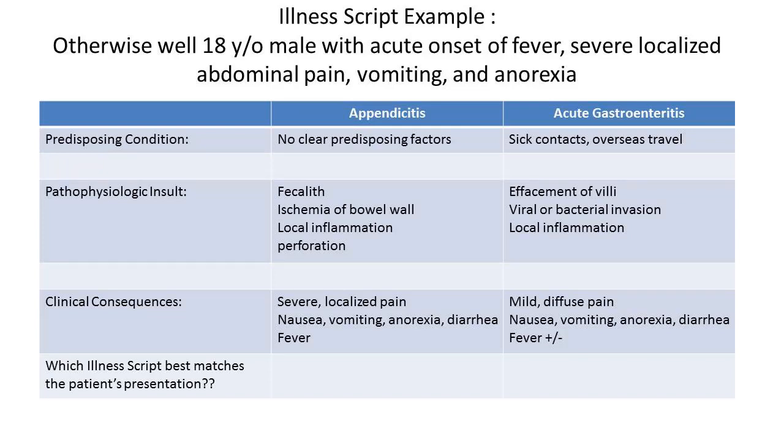Here are illness scripts for these conditions, placed side by side for ease of comparison. In the left-hand column, you see the three components of illness scripts: predisposing conditions, pathophysiologic insult, and clinical consequences. You can then review the components of each condition and decide which script best matches the patient's presentation.